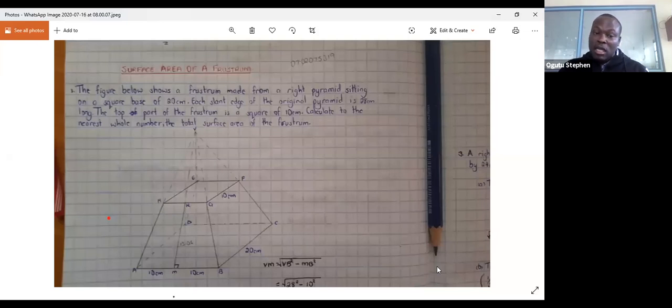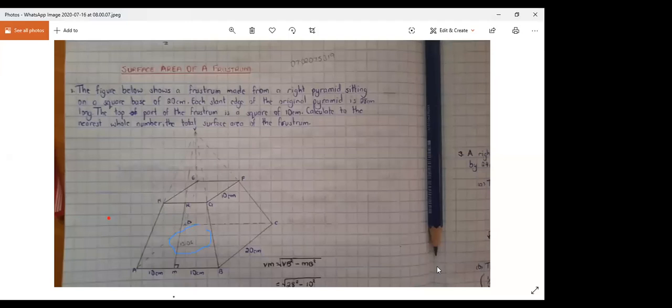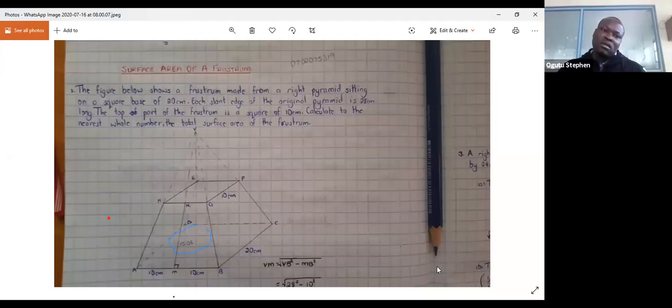Over small slant height. Wait, the person who's trying to draw something, please, on my screen, stop that one. It's not a good show. Hiyo si kitu mzuri. That one you should stop.